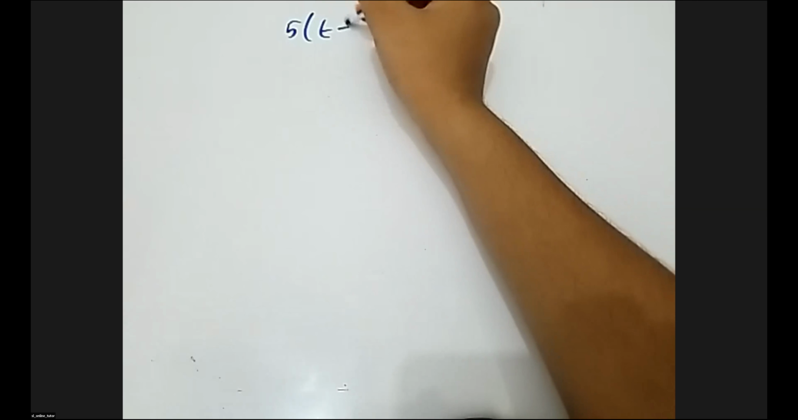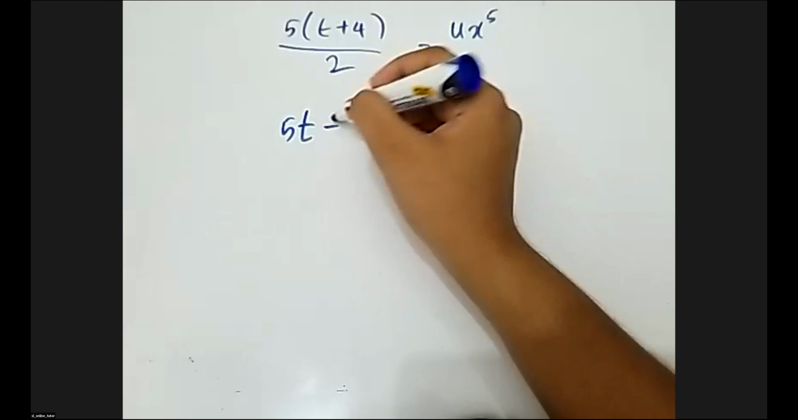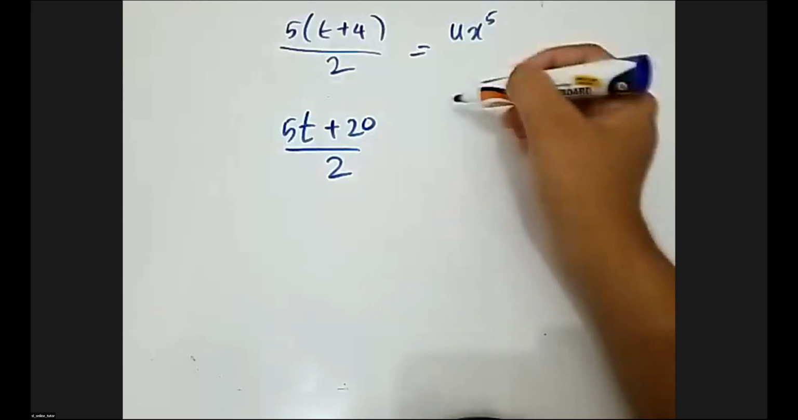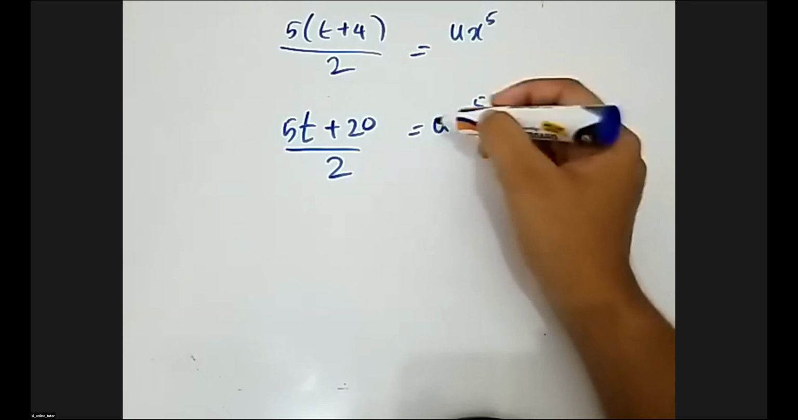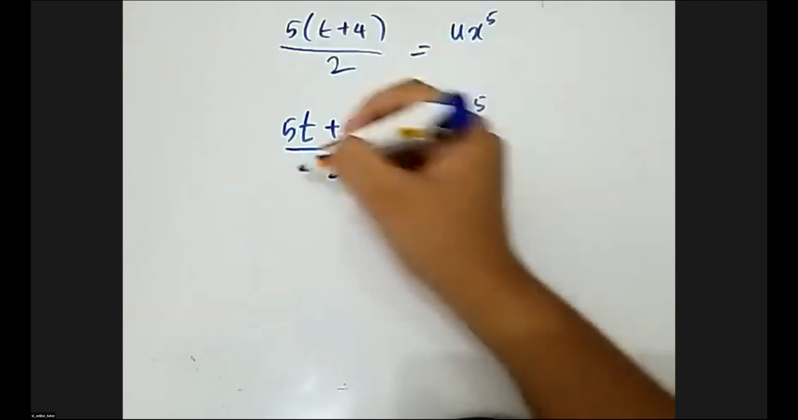Can anybody read the question to me a little bit? 5 bracket t plus 4 over 2 equals ux to the power 5. Okay. Now we need x only. First of all, I'll simplify this one. 5t plus 20 over 2 equals ux to the power 5. I remove u first. Divide this side also by u.